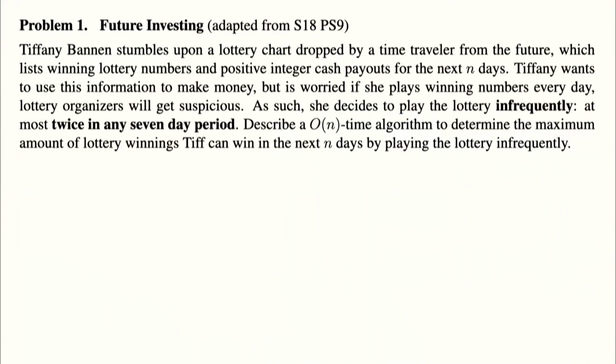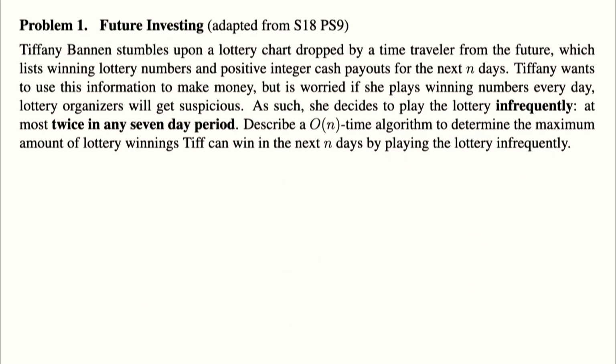Anyway, Tiffany wants to use this information to make money because she knows the future about the lottery, but is worried that if she plays winning numbers every day, lottery organizers will get suspicious and shut her down, right? So she decides to play the lottery infrequently, at most twice in any 7-day period. But she'll win, right? It's infrequent enough that maybe that's by chance, maybe not. Describe a linear time algorithm to determine the maximum amount of lottery winnings Tiffany can win in the next n days by playing the lottery infrequently.